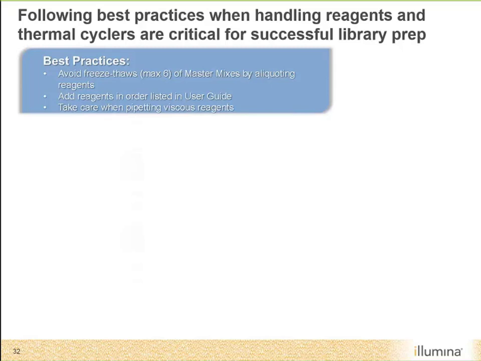If you're not going to be processing 96 samples at once, we want to avoid multiple freeze thaws. There are a lot of enzymes in our reagents, and like any enzyme, it does not like to go through freeze thaw cycles. That can definitely impact performance. If you foresee yourself not processing 96 samples at once, perhaps you want to aliquot the reagent so that you minimize those freeze thaw cycles.